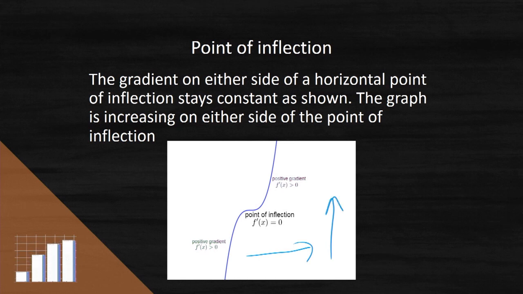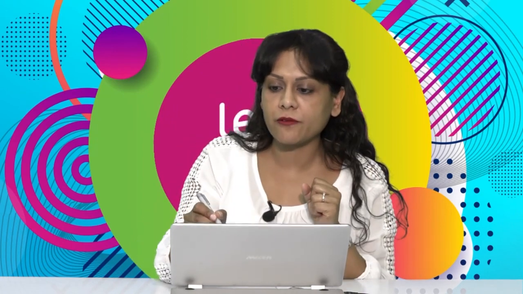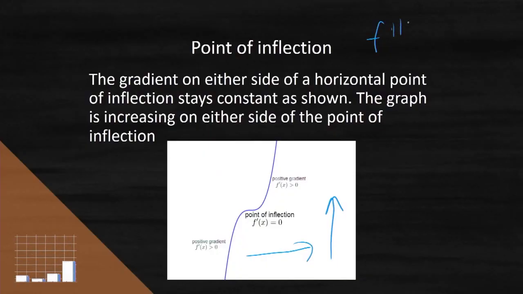Guys, while we're talking about points of inflection, remember to find your point of inflection on a cubic function, you let the second derivative equal 0. So you'll say f double prime x is equal to 0. So you find the derivative of the derivative.